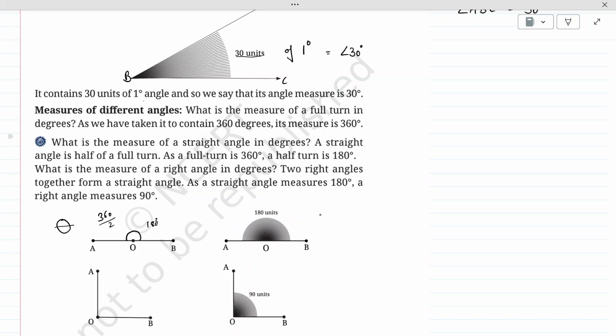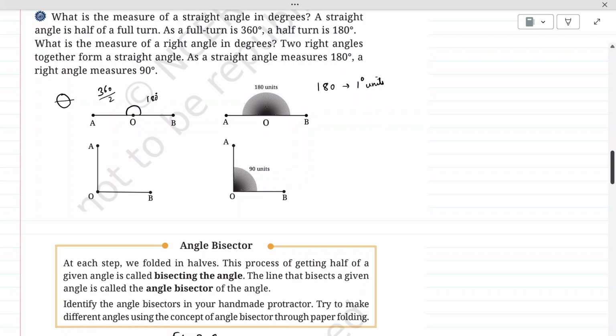That means it contains 180 1-degree units. Okay, these lines are total 1 degree, 1 degree, 1 degree. It goes on and it completes 180 units, a 180-degree angle. Now, next one is a right angle. This is a right angle, and this right angle has a measure of 90 degrees. That means it has 90 1-degree lines here. Okay.